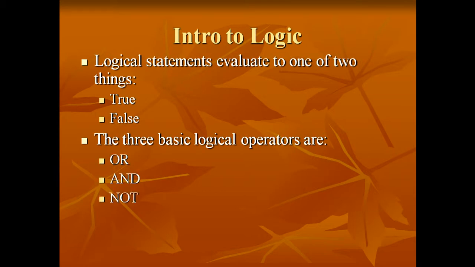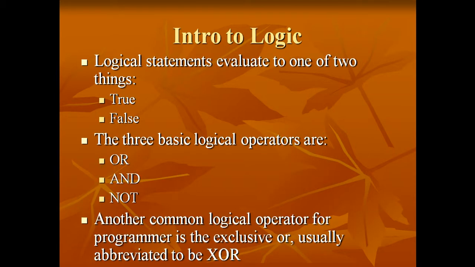There's several operators that we could use. The most common ones that you're going to see in our class are or, and, not. And we'll talk about exactly what they mean in a minute. But another common logical operator that programmers use is exclusive or, which means only one of two things can be true. Both cannot be true at the same time. But the focus for us is mostly going to be on or, and, not today, and I will show you how this translates to Java.